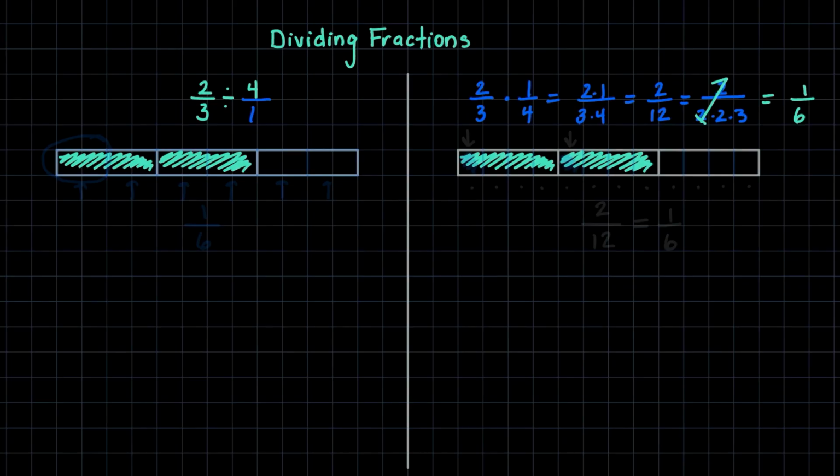All right, let's visually show what it looks like for division, and let's show what it looks like once I change it to multiplication and show how we arrive at the same answer. 2/3 divided by 4 means I take this entire 2/3 and I divide it into 4 equal sized groups. So that means, you'll see as I create 4 equal sized groups.